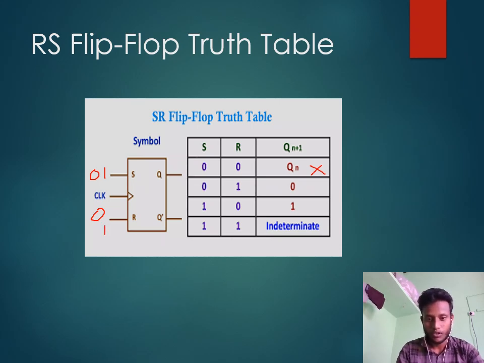For example, if S has a 0, it is in reset condition, that means R has a 1. If S has a 1, it is in set condition. Otherwise, if both inputs are high, it is in an indeterminate state. It is either set condition or reset condition.